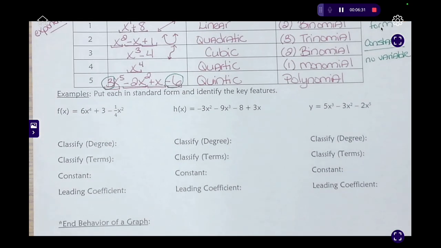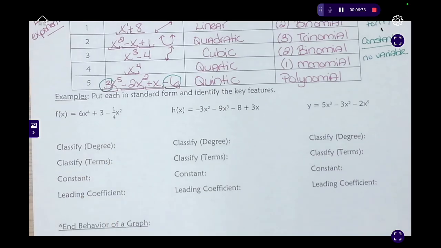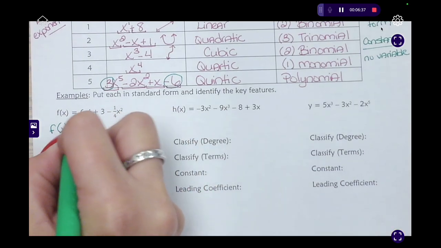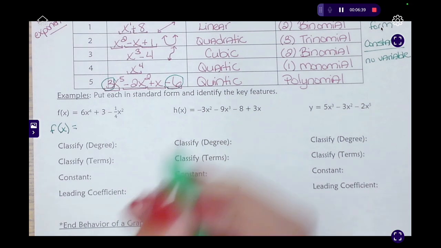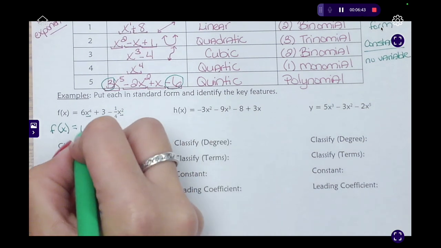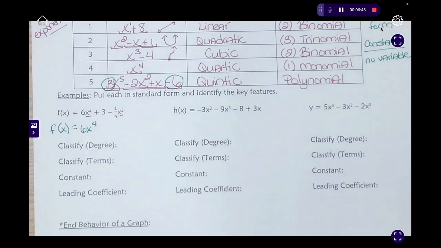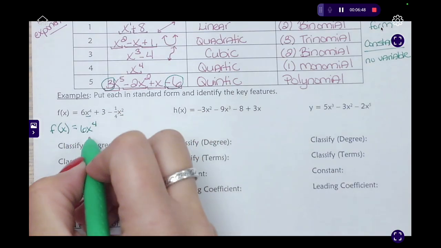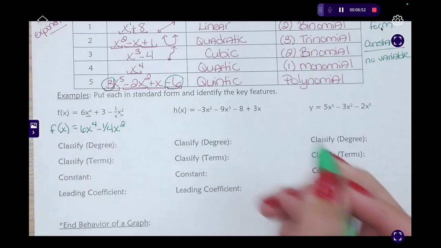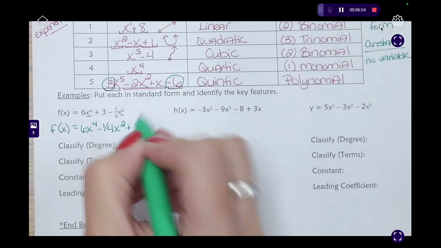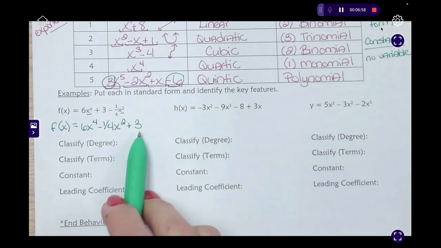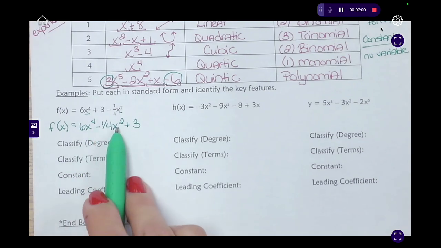Looking at the first couple examples, we're going to put it in standard form because it needs to be in standard form, and then we're going to identify all these different parts. If I am putting this one in standard form, that means I have my largest variable in the front. So I have x to the 4th and x squared. This one stays in the front because that's the largest exponent. Then I'm going to go in descending order. So now I'm going to put my -1/4 x squared, and then I'm going to put that constant at the end, the +3. Again, your constant is always at the end when you're putting it in standard form. Your exponents are going in descending order.